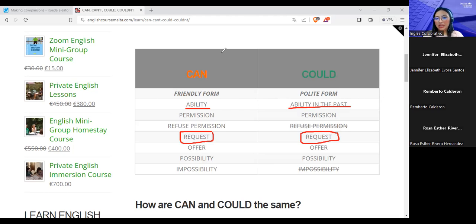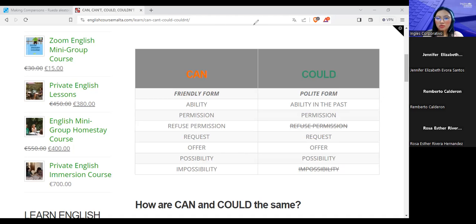Porque podrían ver el can and could en otro contexto. Possibility. ¿Será que existe la posibilidad de que me ayudes con mi reporte? ¿Sí? Ambas expresan posibilidad. ¿Ok? Una demuestra más urgencia, que es el can. Could es un poco más blanda la solicitud. Más flexible, es more flexible. And that's it. Ahí iríamos concluyendo entonces el uso de can and could.